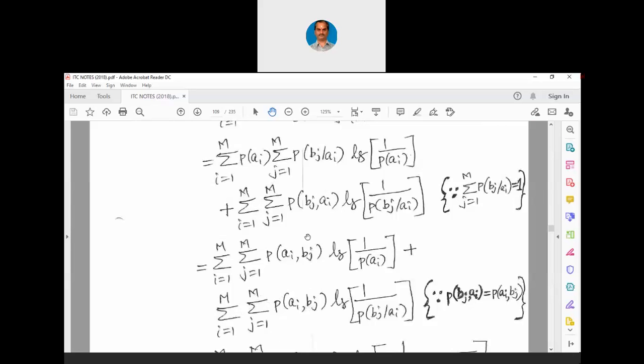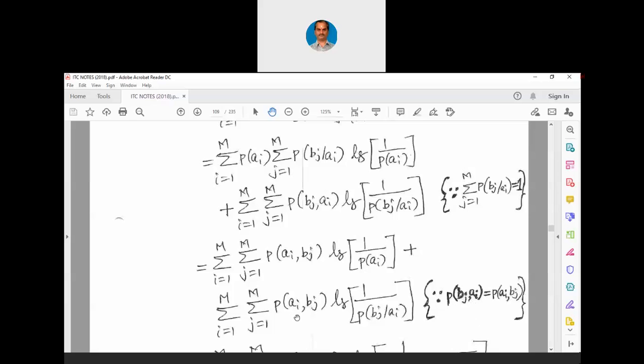Why? Because p of bj comma ai and p of ai comma bj both are one and the same. The joint probability wise both are going to be one and the same. That is how we got h of a comma b equals h of b comma a. So as far as the joint probability is concerned, they are equal. So we will substitute this term now.